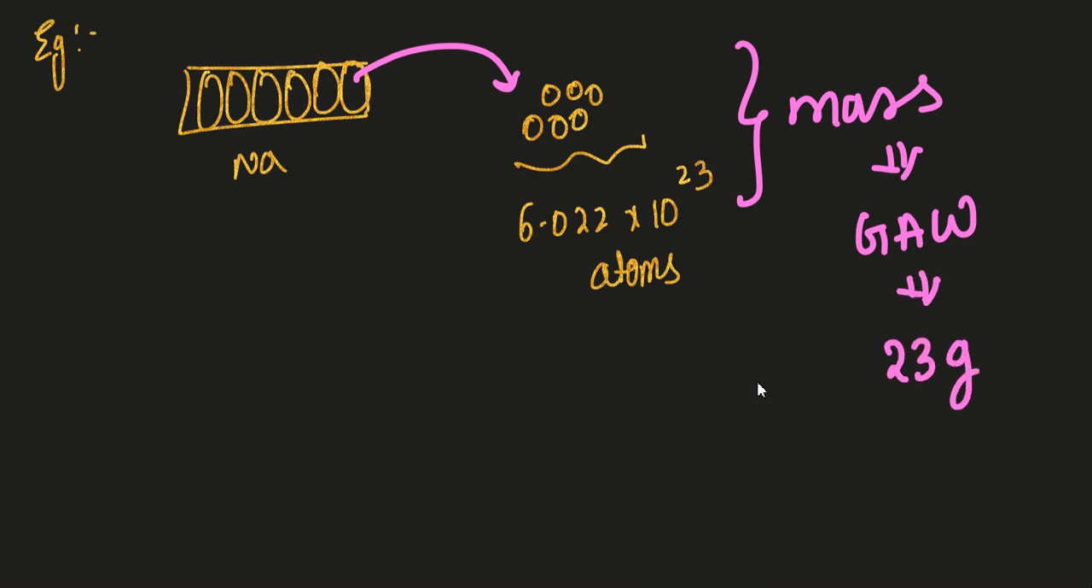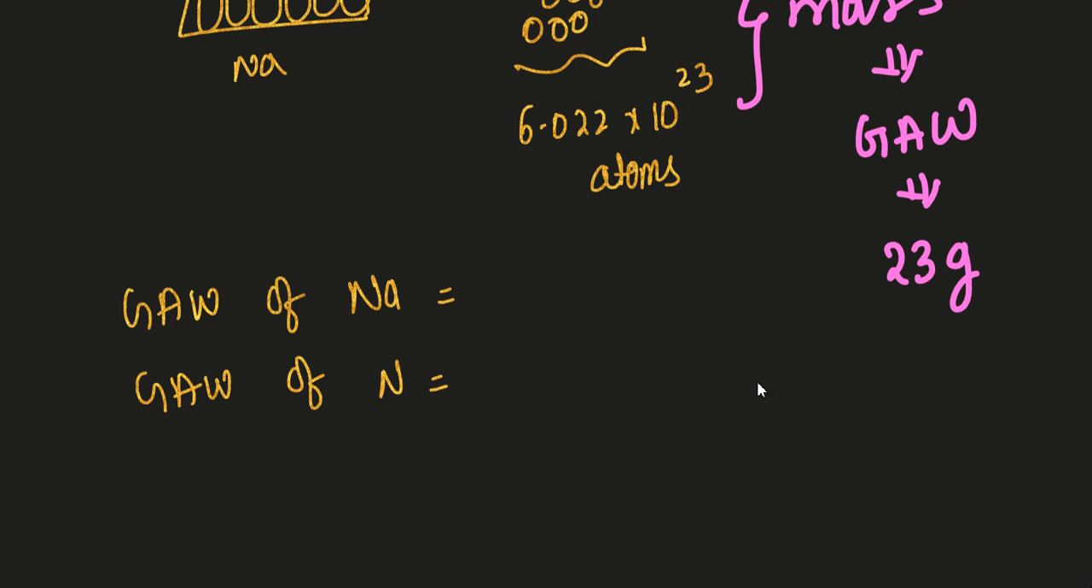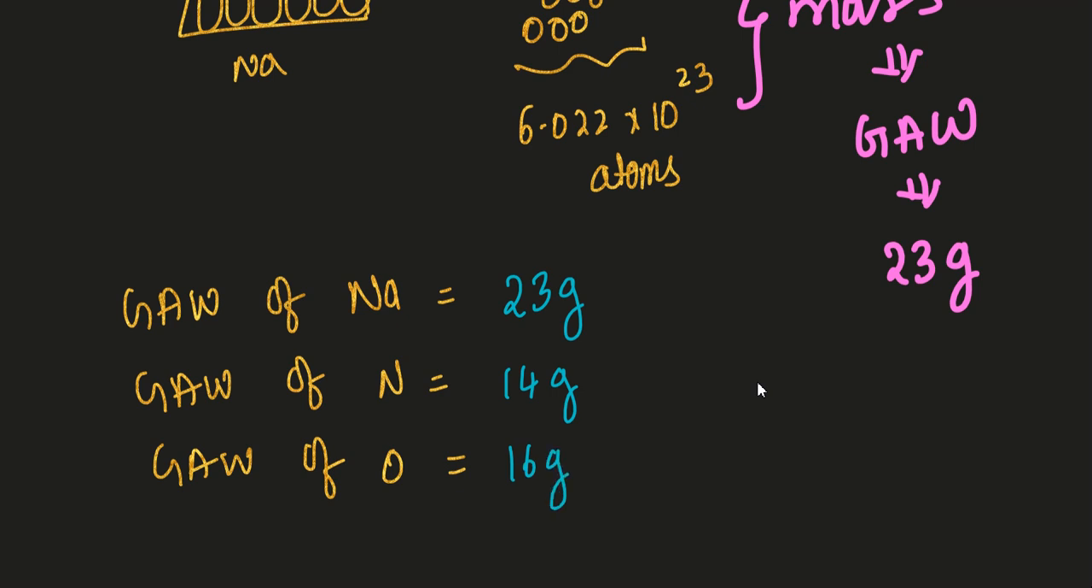So to know the difference between 23 AMU and 23 grams, let us take small examples here. Gram atomic weight of sodium. Next, gram atomic weight of nitrogen. Next, gram atomic weight of oxygen. So gram atomic weight of sodium is 23 grams. Nitrogen is 14 grams. Oxygen is 16 grams.